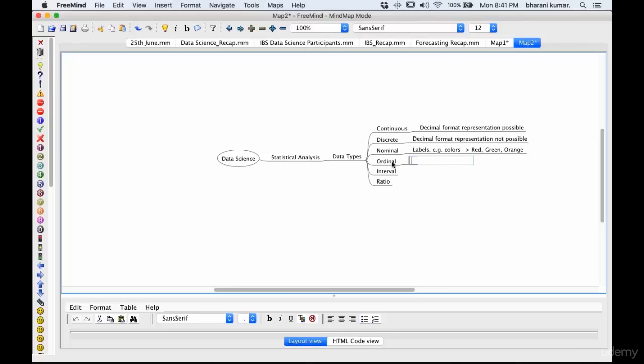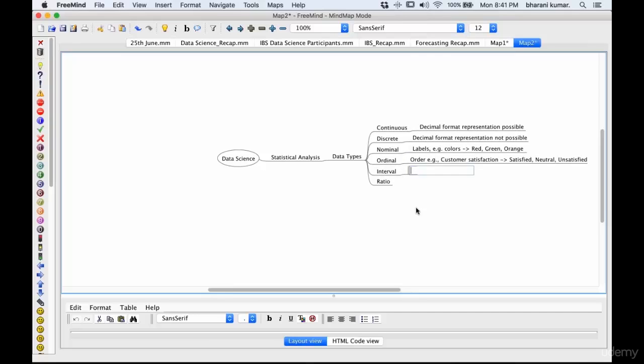And then we have ordinal data. For example, if you're looking at the order of the data, such as customer satisfaction rating. Here you'll have satisfied, neutral, unsatisfied. Then it will become an ordinal scale.